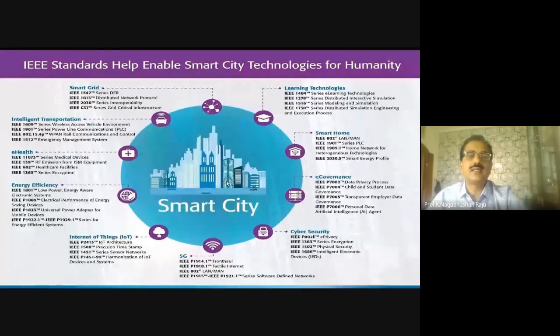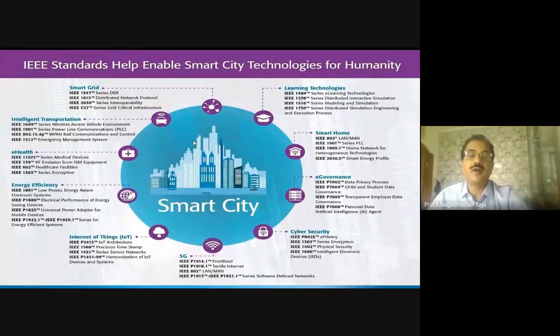All these, I expect you to please go through and try to understand how each standard works and what the rules and regulations in all these standards are. IEEE has come out with wonderful standards because the future is all going to be smart cities.